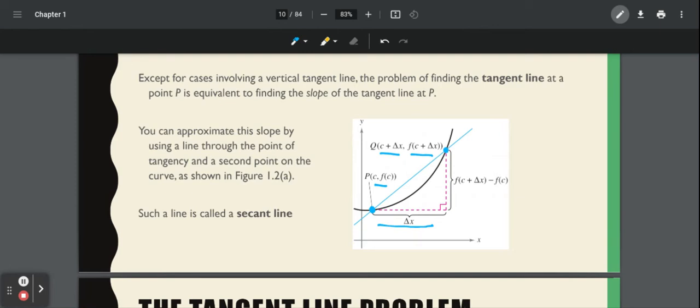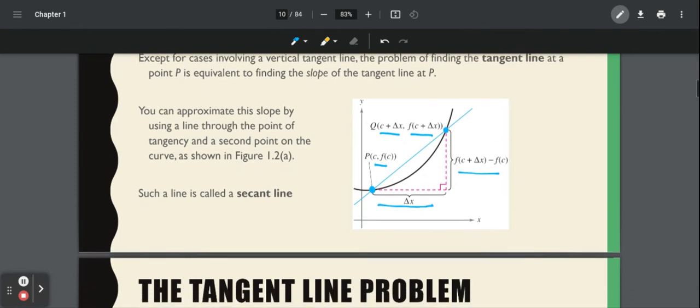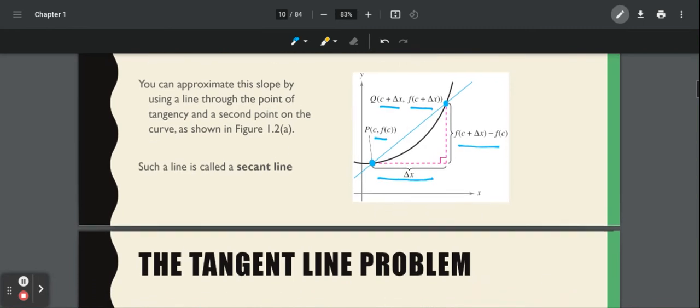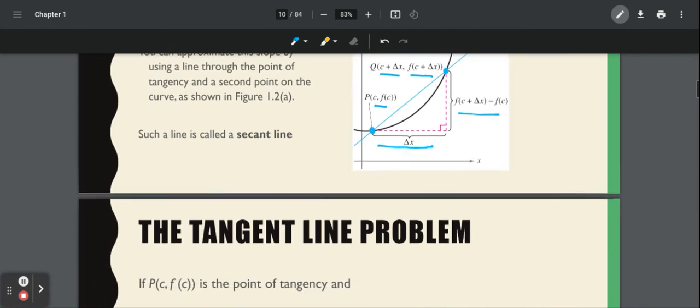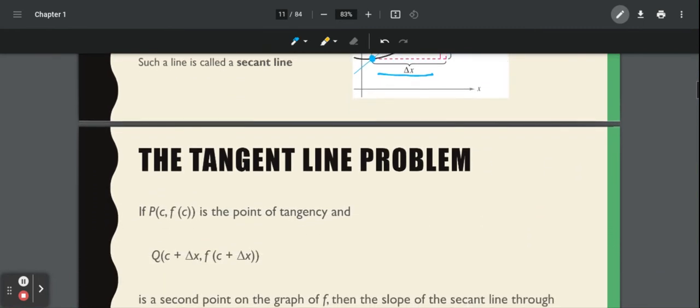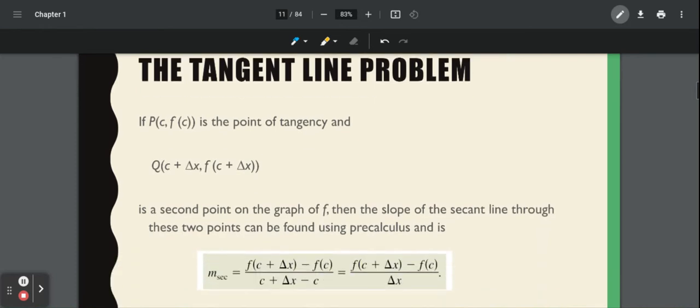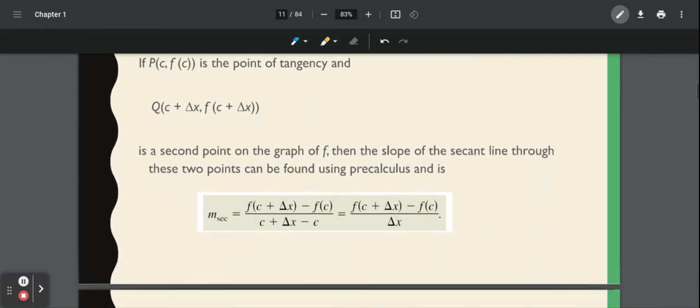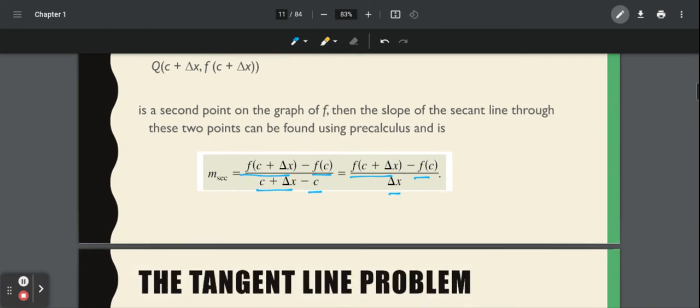And so really this point has that as its y coordinate. And so if you want to define the slope, then you would do your y2 minus y1 over x2 minus x1. And that's what this part is right here. So this is like your y2 minus y1 over your x2 minus x1. And if you simplify that, you get f of c plus delta x minus f of c over delta x, which maybe looks a little bit similar to you from our last chapter.